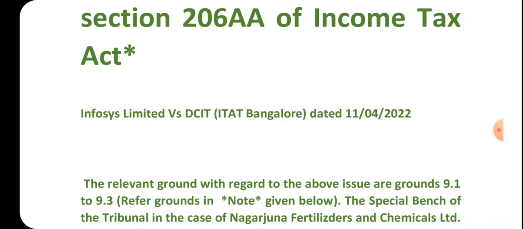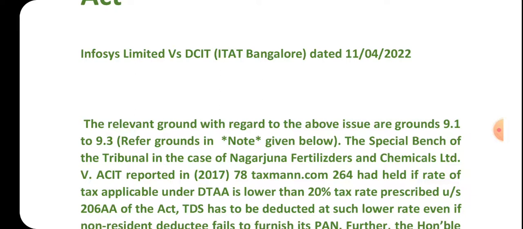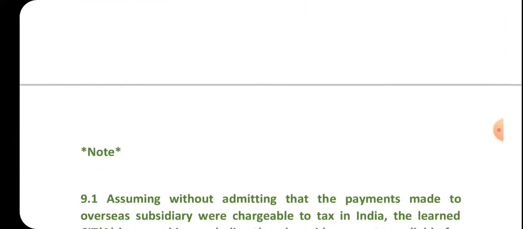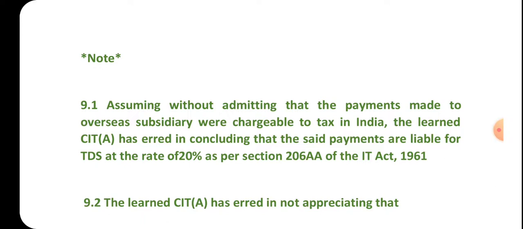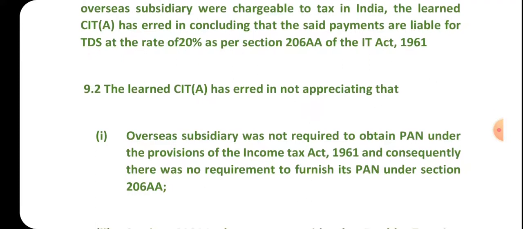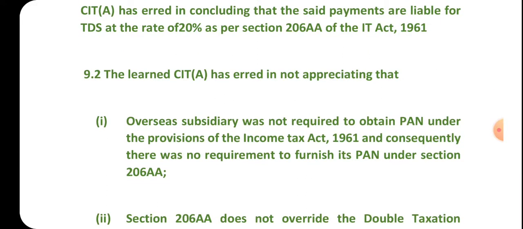Here the appellant grounds that the CIT appellate authority has erred in concluding that the said payments are liable for TDS at the rate of 20% as per section 206AA of the Income Tax Act, and also in not appreciating that the overseas subsidiary was not required to obtain PAN under the provision of the Income Tax Act, and consequently there was no requirement to furnish its PAN under section 206AA.